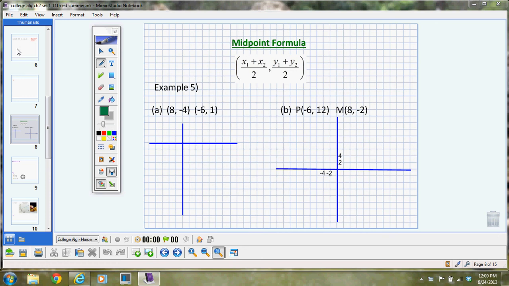Let's look at a problem using the midpoint formula. Now the formula for midpoint is (x1 plus x2) divided by 2, comma, (y1 plus y2) divided by 2. So basically what you're doing is adding your x's divided by 2, and adding your y's divided by 2.